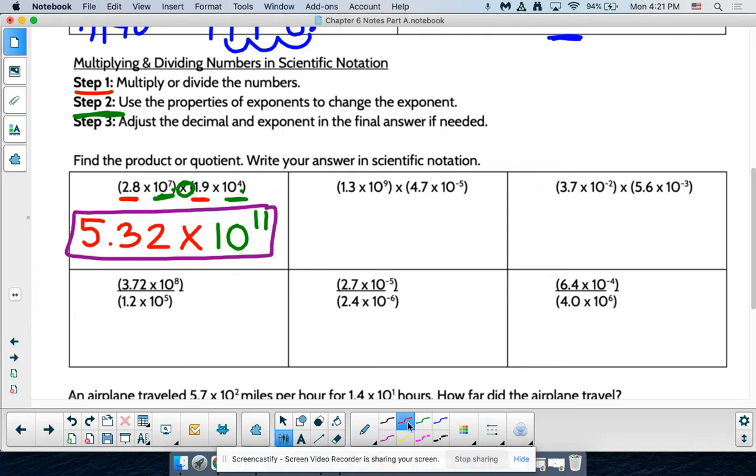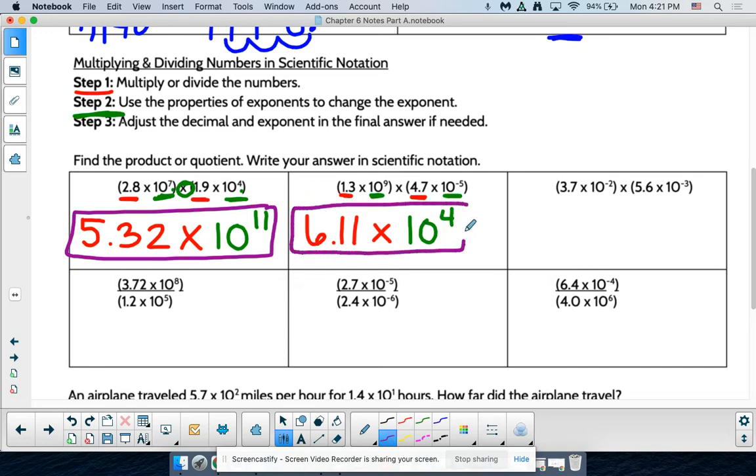Okay, let's try another one. So step 1, remember, multiply. So 1.3 times 4.7. Should be getting 6.11 times. Now step 2, I have 9 tens there and negative 5 here, so 9 plus negative 5 should be 10 to the 4th. Hope that's what you're getting.